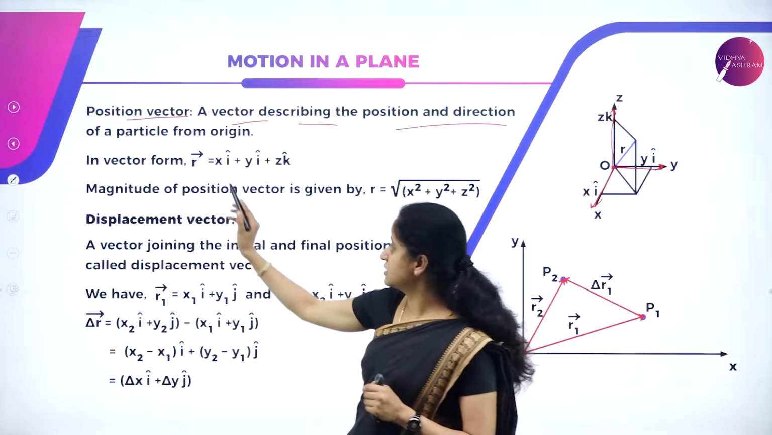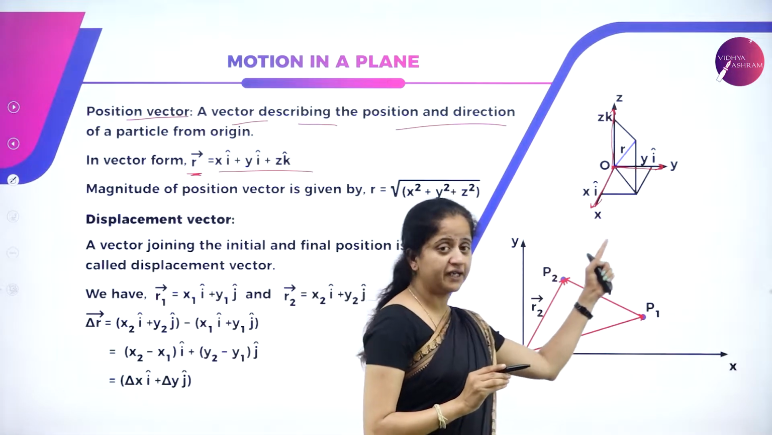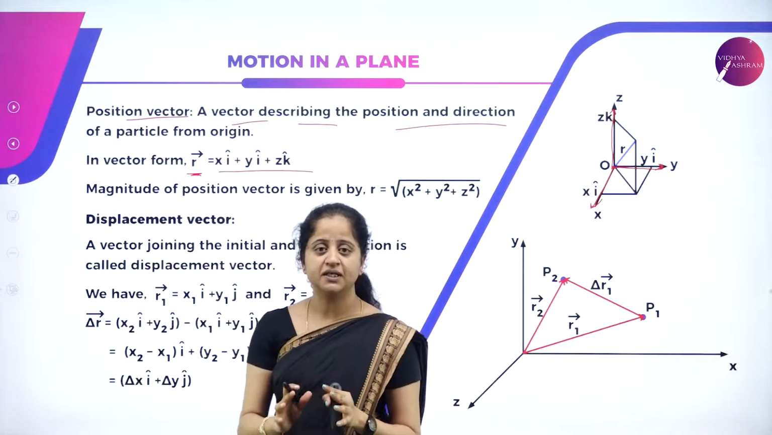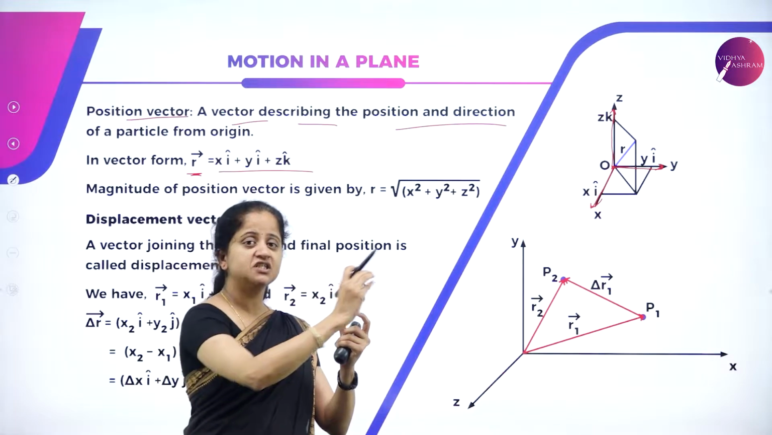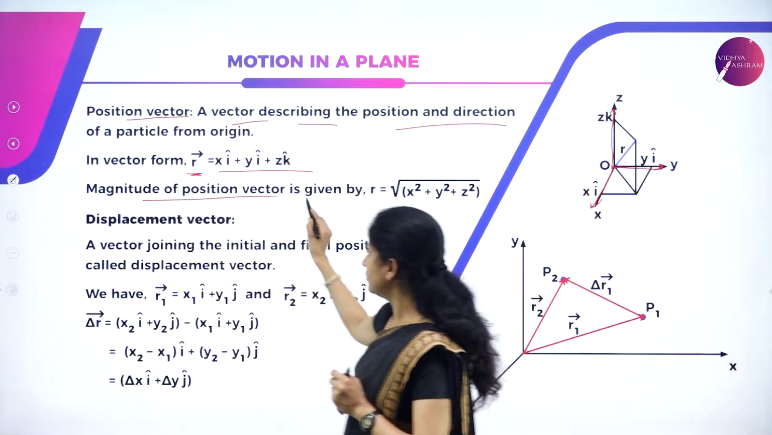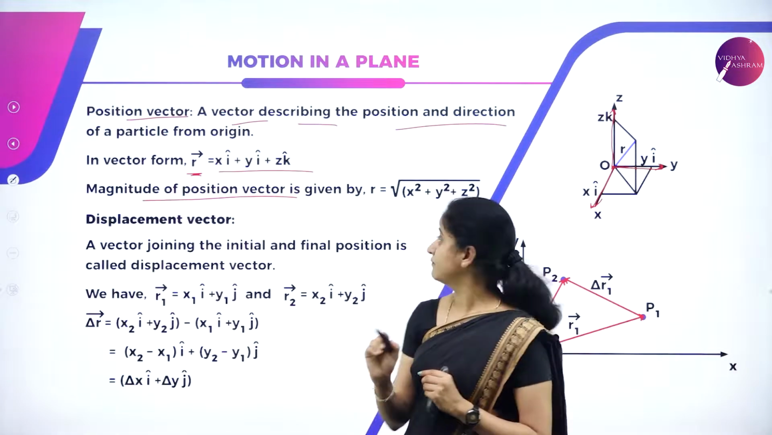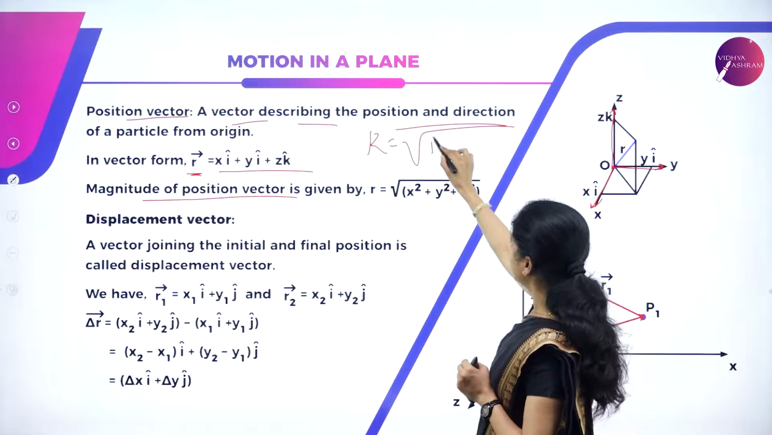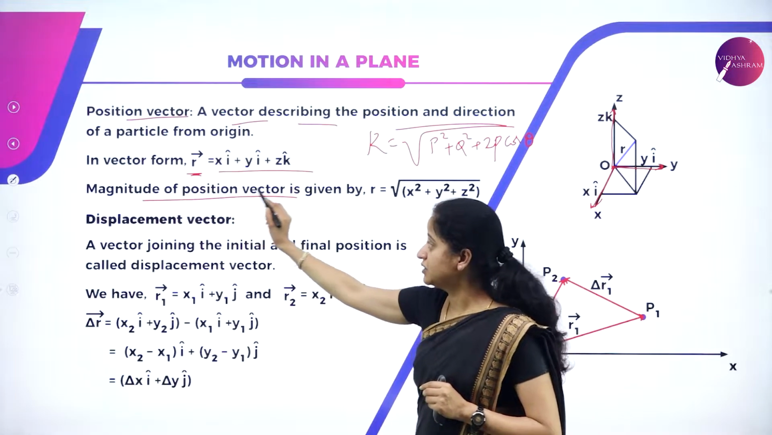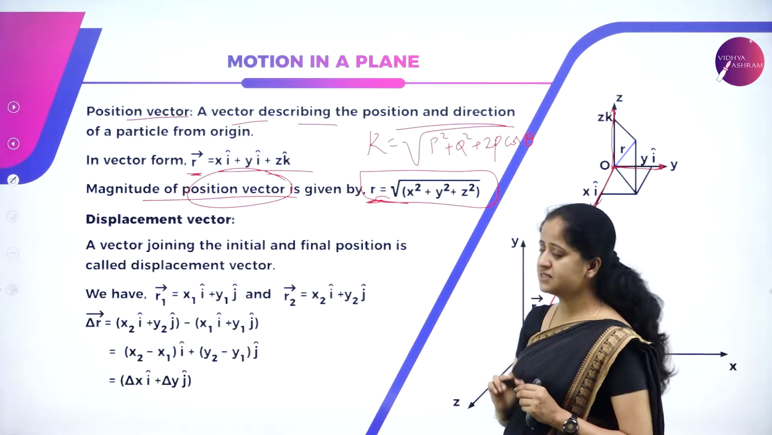So in vector form, position vector is denoted by r, and it is given by the sum of all the coordinate axes, that is x i cap plus y j cap plus z k cap. So usually position vector describes the position and the direction of a particle from the origin. So next we have magnitude of position vector. We had a discussion about the magnitude of resultant vector, which is given by r is equal to root of p square plus q square plus 2pq cos theta. So here also we are discussing the magnitude of position vector, and it is given by r is equal to root of x square plus y square plus z square.